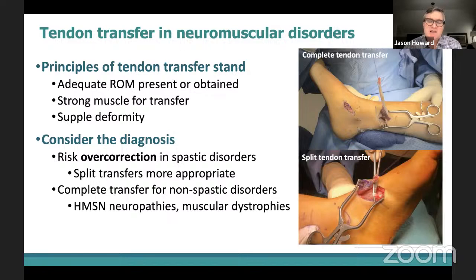So in those cases, when you have spasticity, and it's easy to remember because you got SP for split tendon transfer, SP for spasticity. Those are the ones that you do a split transfer. You don't want to transfer the whole spastic muscle. You need to have balance, and I'll show you an example of that in a minute. But if you have non-spastic disorders like neuropathies such as Charcot-Marie-Tooth or muscular dystrophy such as Duchenne, then a complete transfer is what you need to do. You need all of that power to help augment what's missing in the patient.